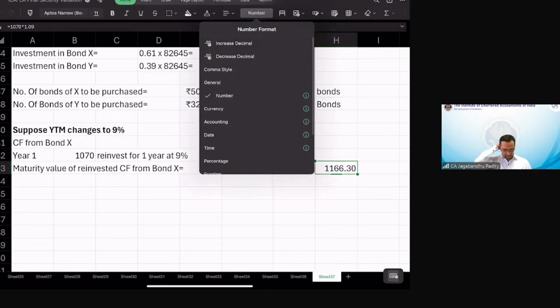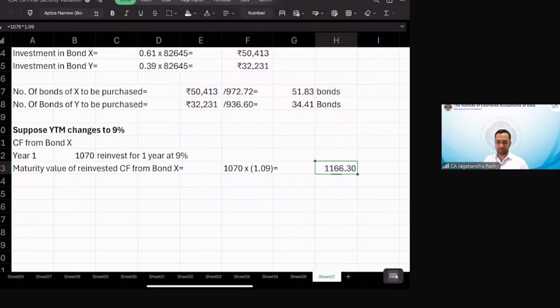Am I right, guys? Is this number clear? 1166.3. Maturity value of the reinvested cash flow. Yes. So the bond X that you purchased today at a price of 972.72 becomes 1166.30 after 1 year if the YTM changes to 9%.